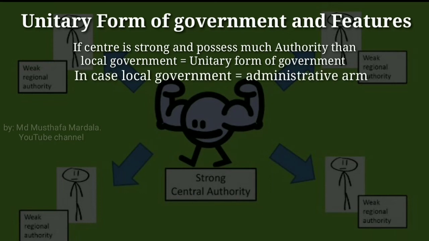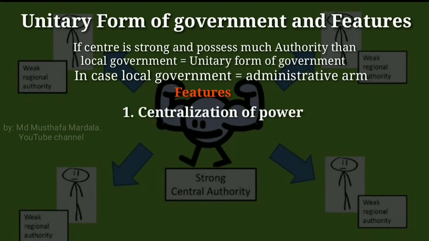Now let us discuss the features of the unitary form of government. In a unitary form of government, all powers are centralized. In this system, there could be some local government, but the constitution delegates all administrative and legislative power to the center. In fact, in most unitary forms of government, there is a presence of local government, but its powers and functions are the courtesy of the central government.